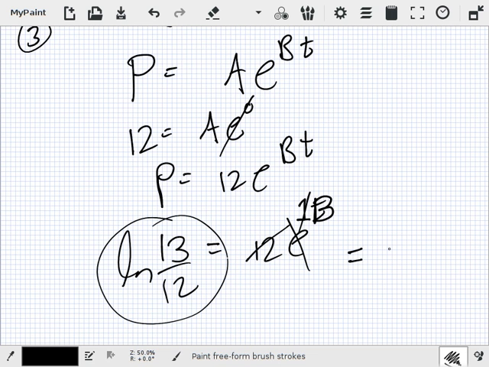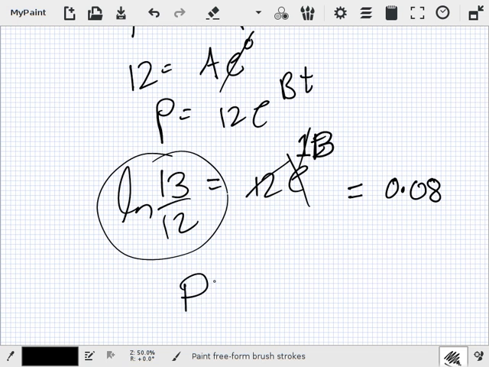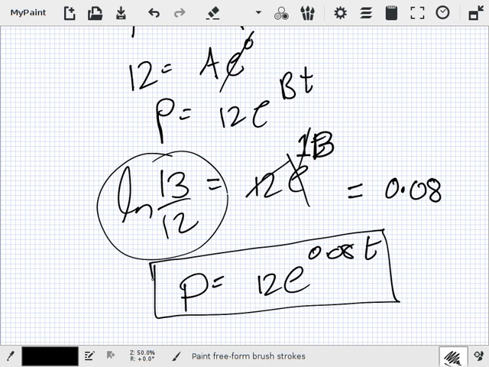Which is, what's that please? 0.034. No? That seems a little bit small. 0.08. Yeah, 0.08. Okay, go on. So now you have the power will equal 12e^(0.08t), like this. That's part A. So now we'll go on to part B.